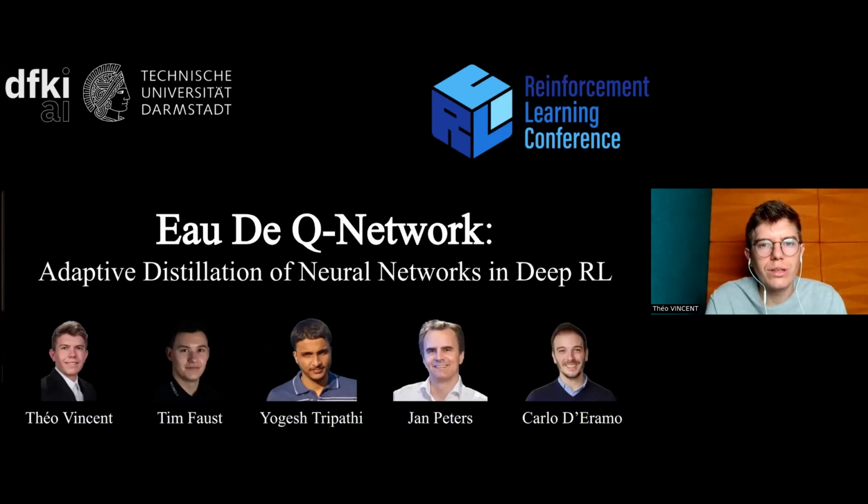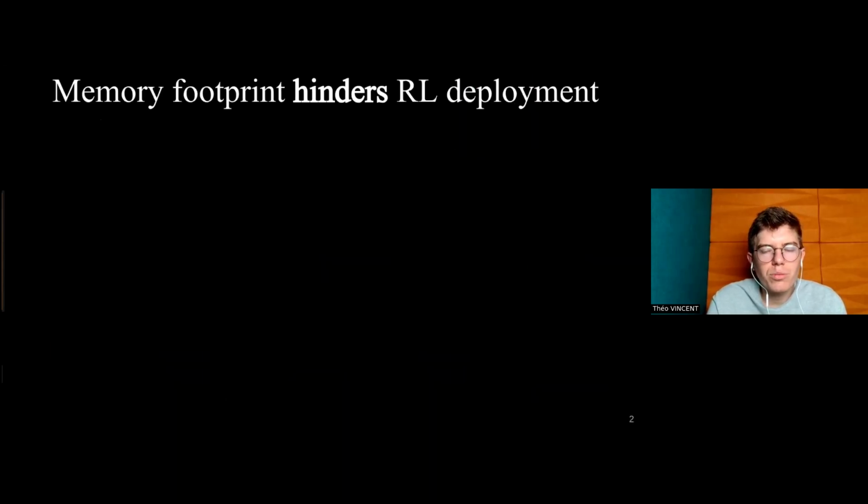Or the Q network: adaptive distillation of neural networks in deep reinforcement learning. In this paper that got accepted at the Reinforcement Learning Conference, we investigated how to distill neural networks to reduce the memory footprint of reinforcement learning agents. Indeed, memory footprint hinders RL deployment.